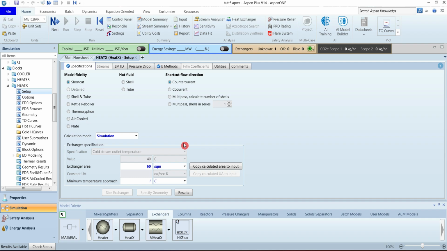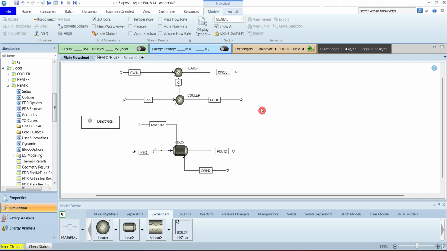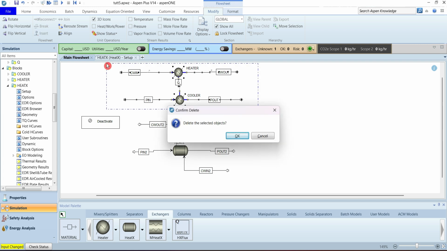What should we do now? Let's explore the rigorous simulation or sizing of the exchanger. How do we design or size the exchangers? For that purpose, put it back to the design mode. Let's delete the other two heaters because they can conflict or provide unnecessary confusion. We don't need the previous two heaters. Select them and delete them.